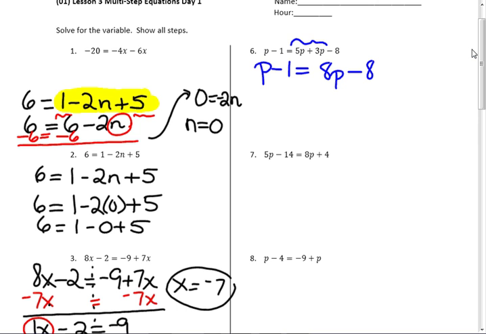I don't care what side they end up on. I just like to end up with a positive number. But I don't care. We're either going to subtract 1p or subtract 8p. Which one do you want to do? Those of you who didn't get it.